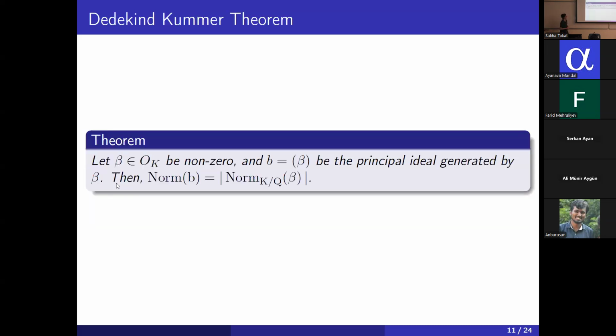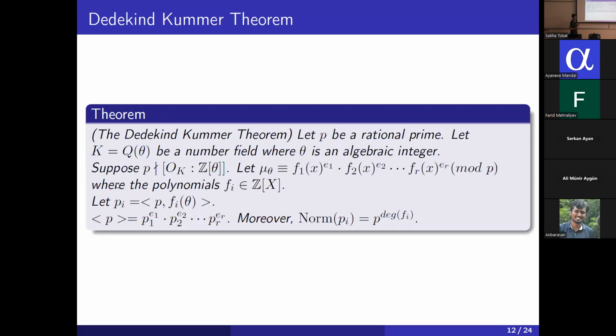We have a really important theorem to compute the class groups. Here we have the Dedekind-Kummer Theorem, and it tells us that if we have an ideal B of O_K, then it has to be a principal ideal if and only if it has an element in O_K whose norm is equal to the norm of B.